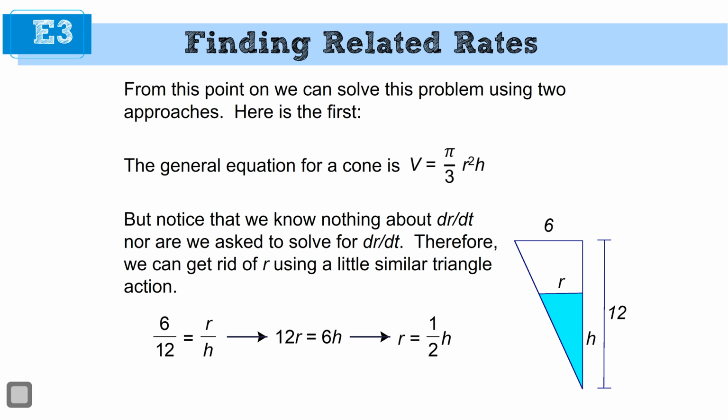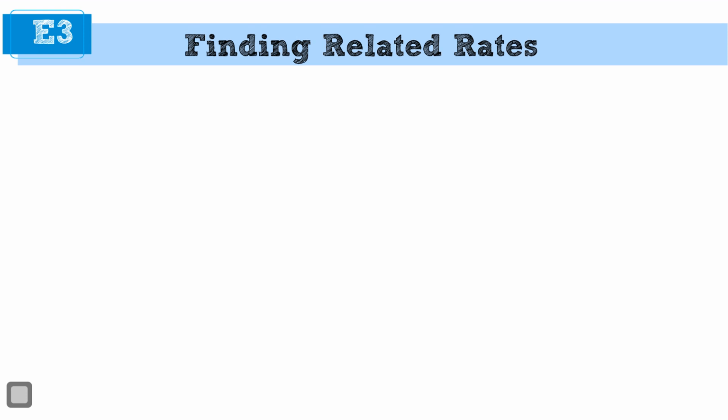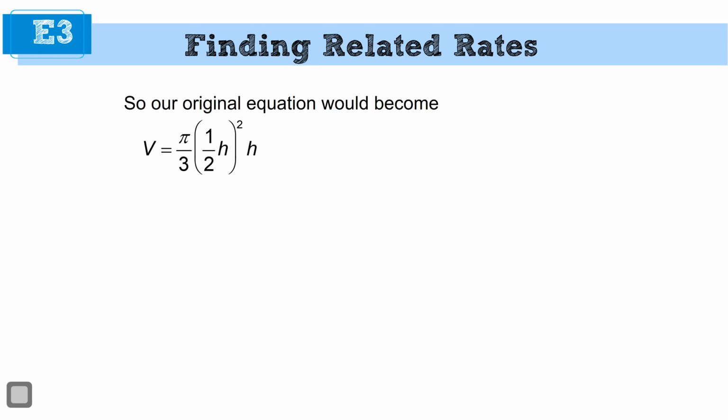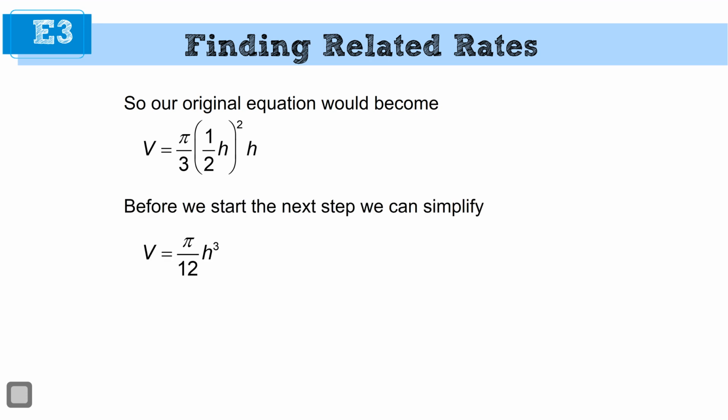Okay, so I know what r is in terms of h, so I can do a little substitution here. And that becomes that mess. 1/2 h in for r. I have to square it. And I get that guy. So it simplifies down to a pretty nice formula, or equation, I should say.